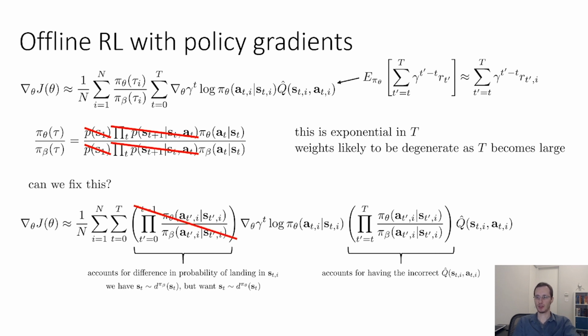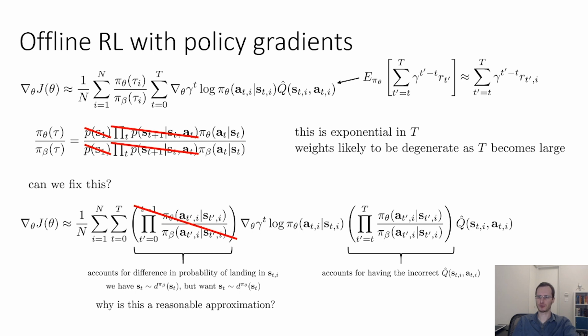Now we could disregard the first part. It turns out that if pi theta and pi beta are sufficiently close to each other, disregarding the first part results in limited, bounded error, in fact, and it's still possible to make progress. And this is a very common thing to do. We can't really disregard the second part, though.